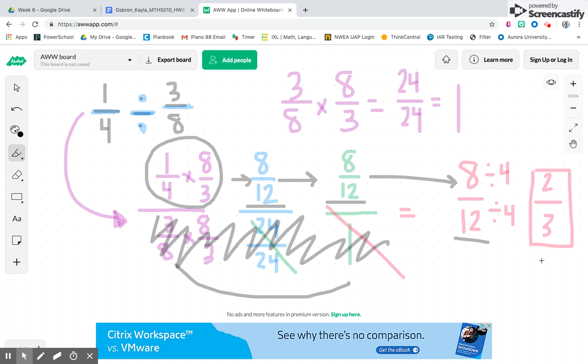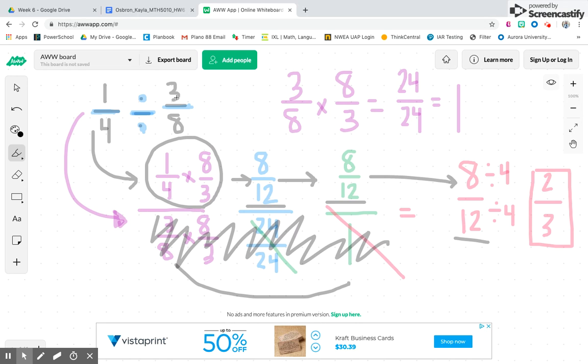which simplified to 2/3. So there is a rule that when we are dividing by a fraction, it is actually equivalent. It is the same as multiplying by the reciprocal. So 1/4 divided by 3/8 is equal to 1/4 times 8/3. That's what got us our answer of 2/3.